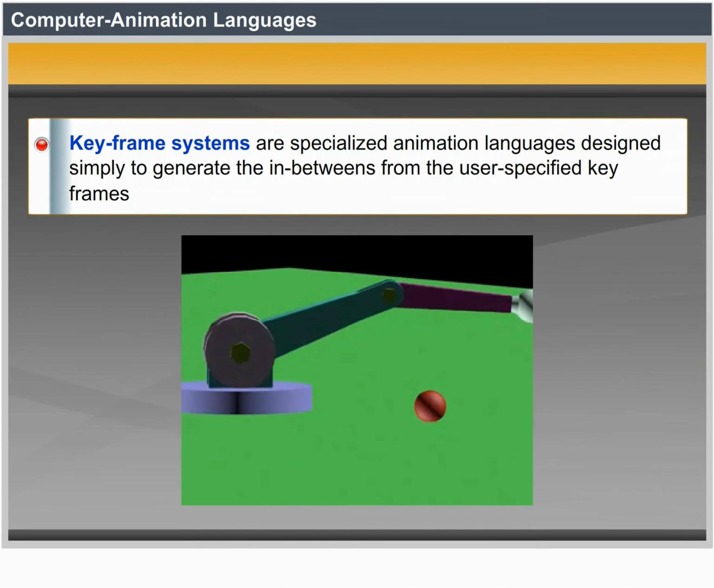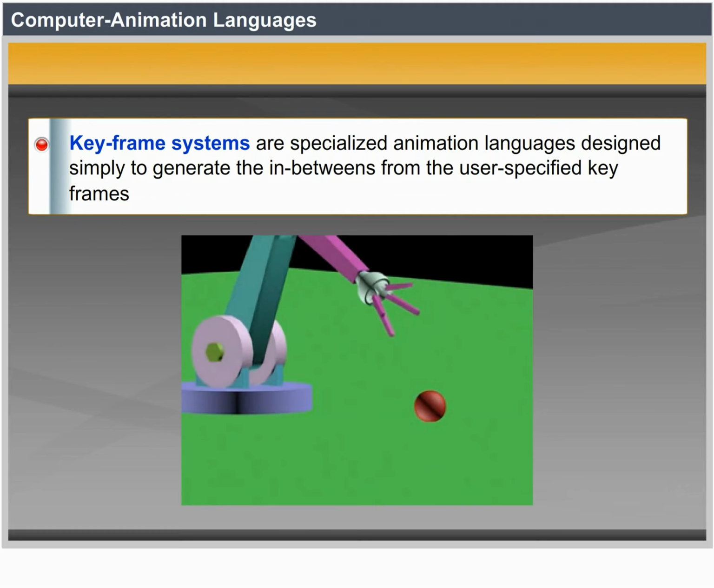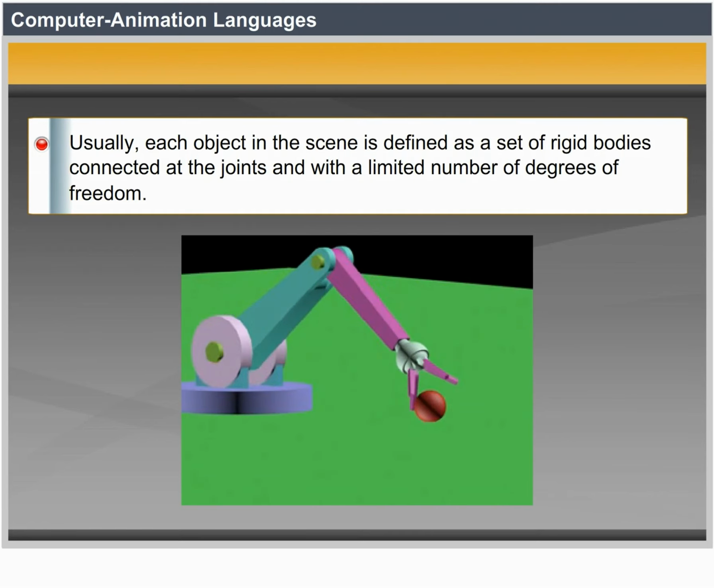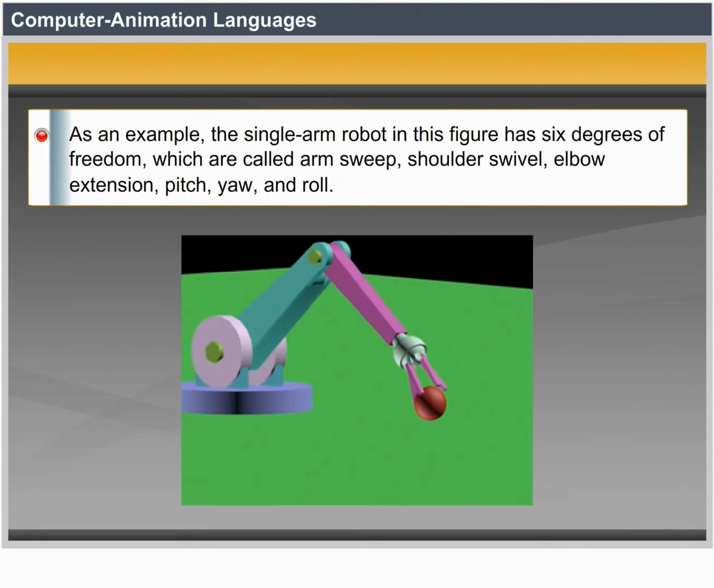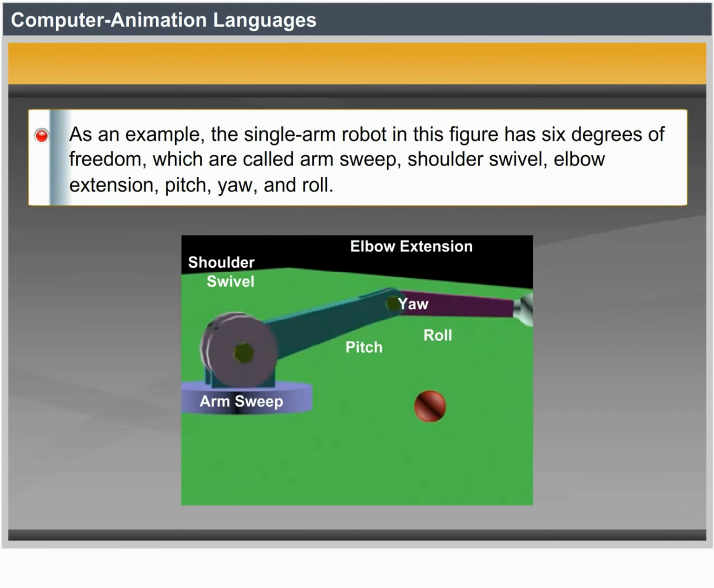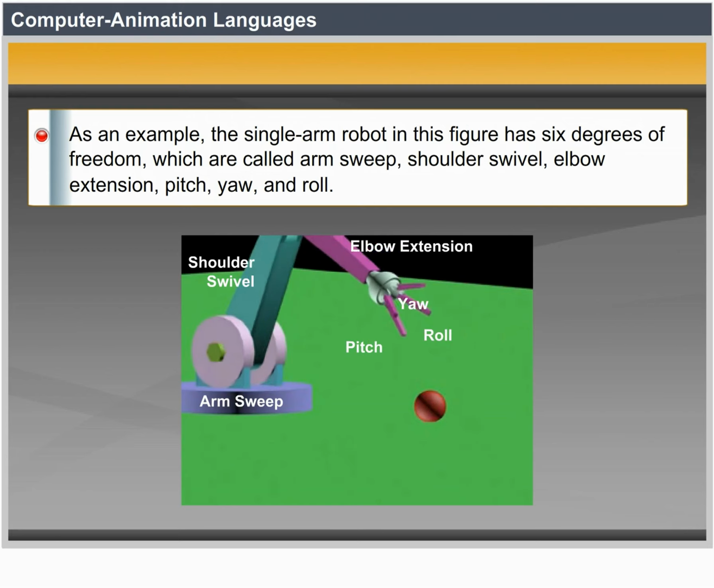Keyframe systems are specialized animation languages designed simply to generate the in-betweens from the user-specified keyframes. Usually, each object in the scene is defined as a set of rigid bodies connected at the joints and with a limited number of degrees of freedom. As an example, the single-arm robot in this figure has 6 degrees of freedom, which are called arm sweep, shoulder swivel, elbow extension, pitch, yaw, and roll.